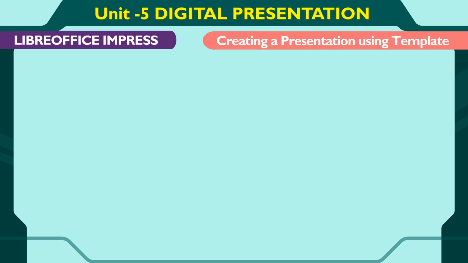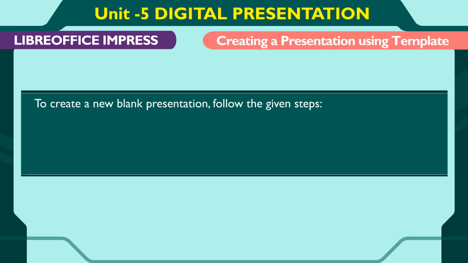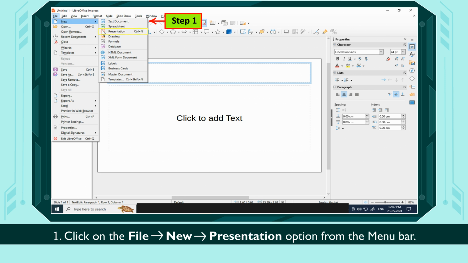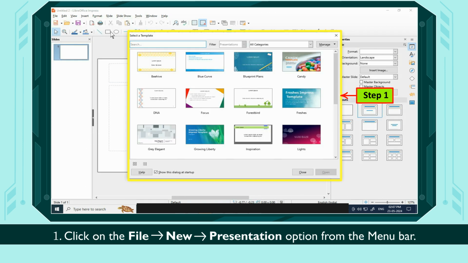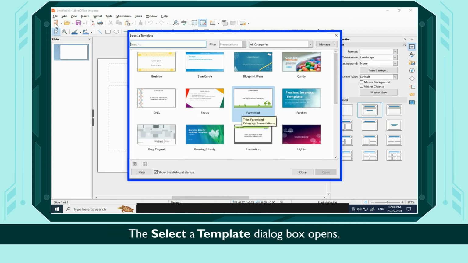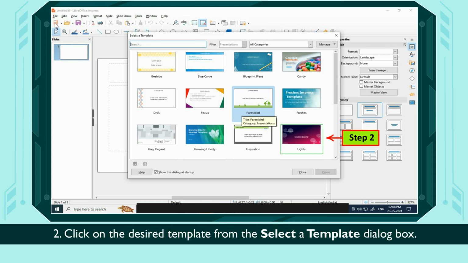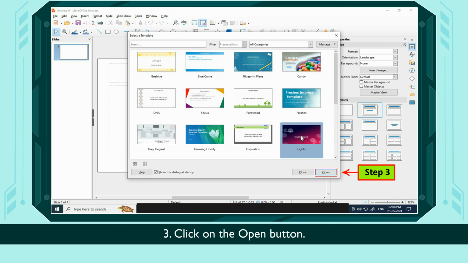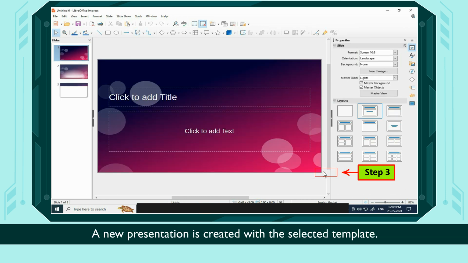Creating a presentation using template. To create a new presentation, follow the given steps. 1. Click on the File, New, Presentation option from the menu bar, or click on the New icon from the standard toolbar. The Select a Template dialog box opens. 2. Click on the desired template from the Select a Template dialog box. In our case, we have selected the Lights template. 3. Click on the Open button. A new presentation is created with the selected template.